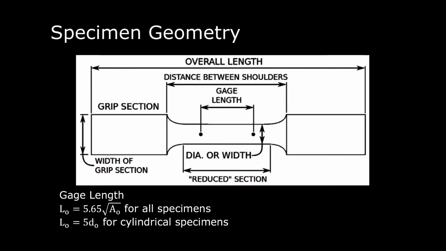According to the standards, the gauge length for specimens must be 5.65 times the square root of cross-sectional area, and for cylindrical specimens, this becomes 5 times the diameter of the specimen.